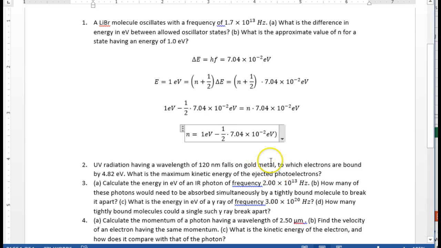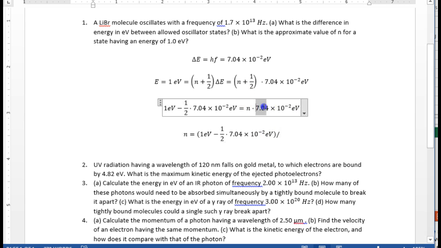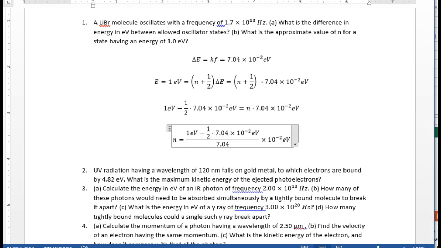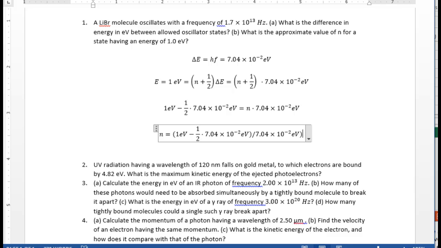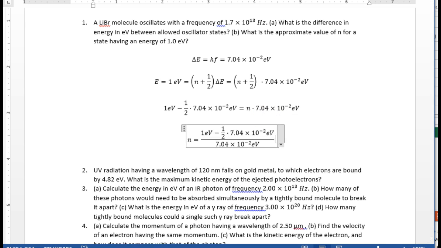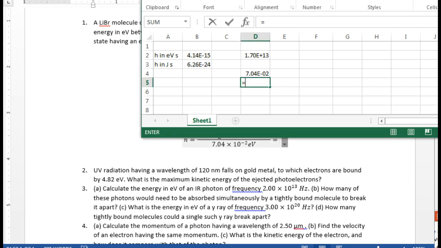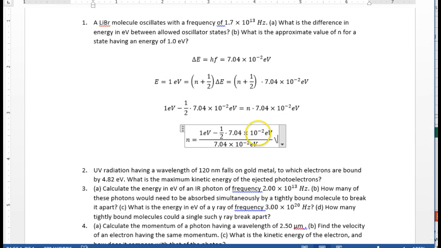put some brackets around that, divided by, need more brackets. All right, so that's n. Okay, so 1 electron volt minus 0.5 times the delta, divided by the delta. So 13.7, so n is approximately 14. And that's it for problem 1.